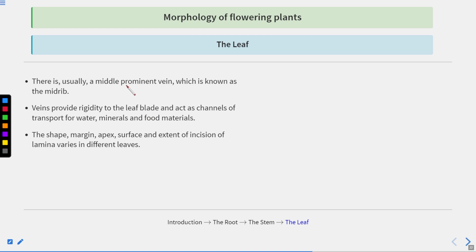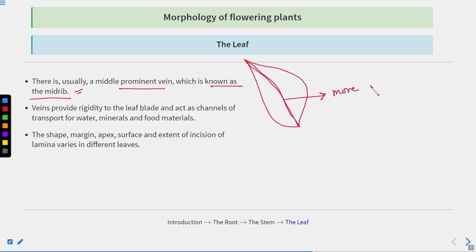There is usually a middle prominent vein which is known as the midrib. So the leaf has this mid one. This is the more prominent vein, which is called the midrib.